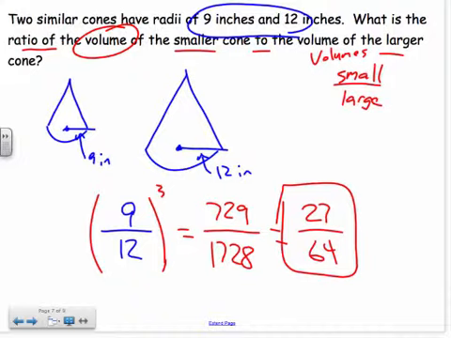Okay, so just use your calculator. Don't spend a bunch of time trying to simplify that on your own. And you could write it as a fraction. You could write it with a colon as well. It does not matter. Either way is fine.